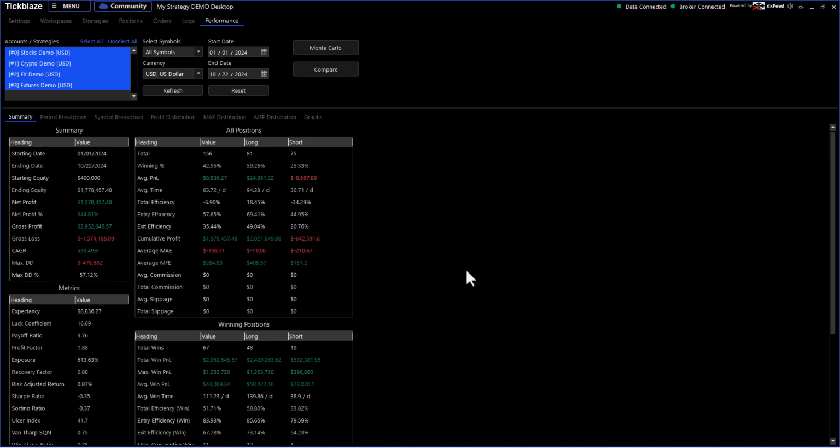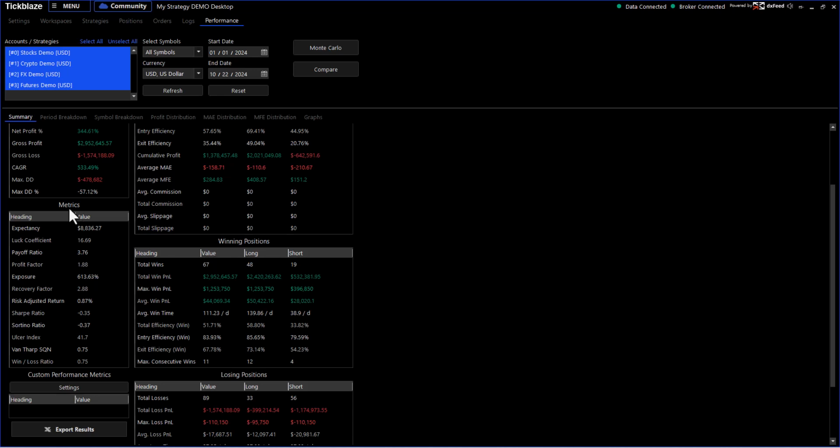Now, down below, if you scroll down a little bit, you're going to see the overall metrics. This is what a lot of people tend to gravitate to. You're going to see your expectancy per trade. You're going to look at your luck coefficient, your payoff ratio. You're going to see your profit factor. A lot of people look at profit factor. It's the relationship of net profit versus drawdown.